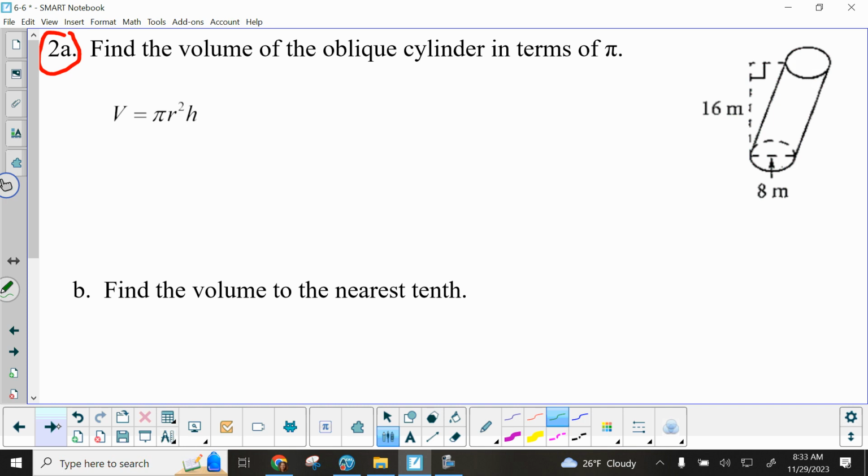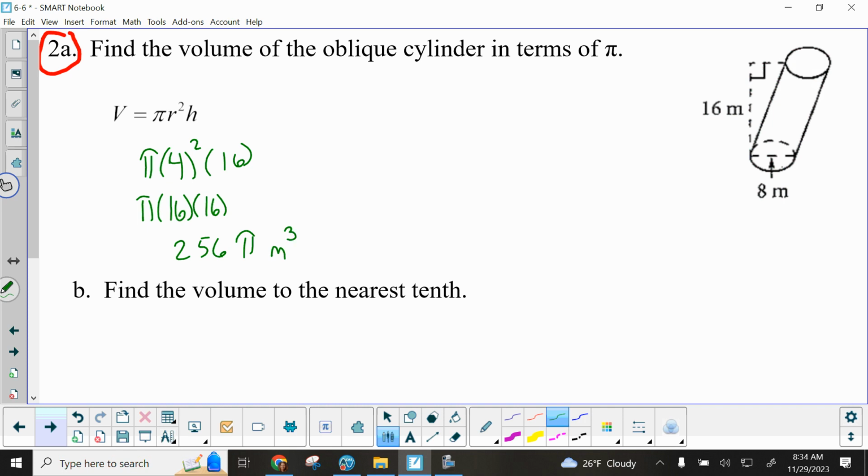2a, find the volume of the oblique cylinder in terms of pi. So once again, I have my formula, volume equals pi r squared h. And I can see that my radius is 4 because it's half the diameter. And my height, remember height has to be perpendicular between the 2 bases, is 16. So I have pi times 16 times 16. And it does say in terms of pi, which is another way of saying the exact value. So that means I'm just going to do 16 times 16. So 256 pi, and that's meters cubed.